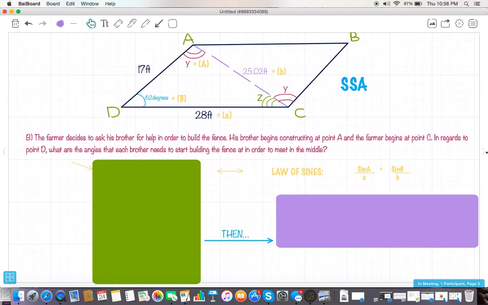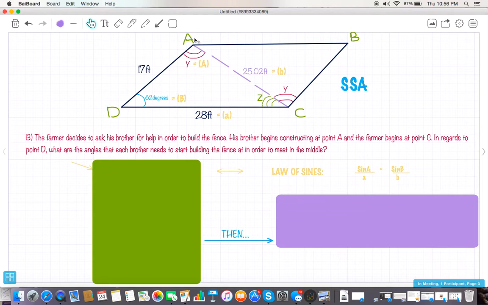In order to solve the second part of the problem, we need to look at the fact that the farmer decides to ask his brother for help in order to build the fence. His brother begins constructing at point A, and the farmer begins at point C. In regards to point D, what are the angles that each brother needs to start building the fence at in order to meet in the middle? So here we're basically asked what the measures of this angle, labeled as Y, and this angle, labeled as Z, are.